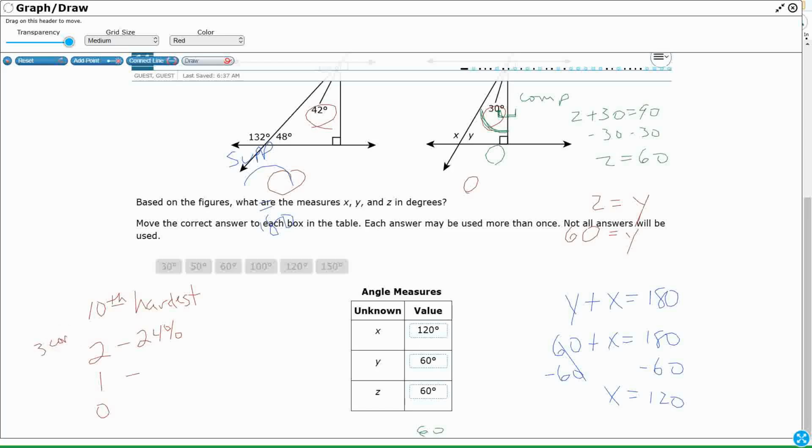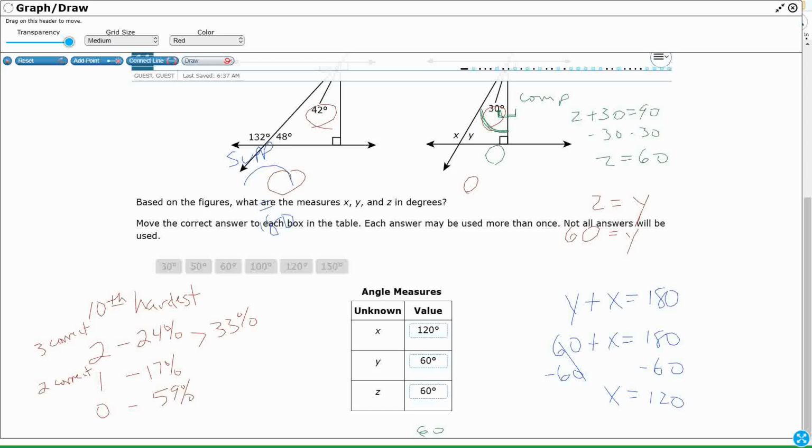So that's 3 correct. 1 point means you get 2 out of 3 correct. And we only had 17% of our students get that. So if you take half of that, you're sitting at about 9%. You're looking at 33% correct. You had 59% not get any of this correct. So this was extremely difficult.